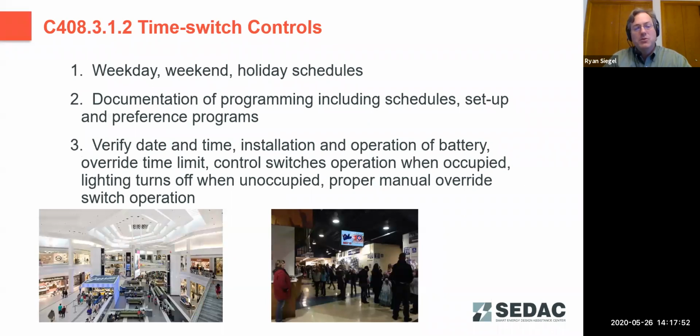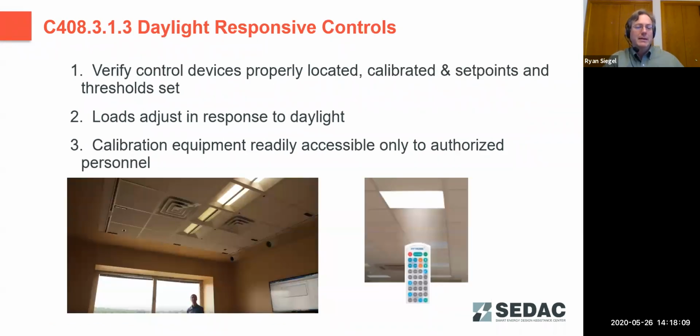Similarly, time switch controls, do we have the proper schedules involved? Have they been set up correctly? Is the battery in place, or whatever the backup power supply is, and verifying that the override time limit times out correctly. And then as you're going through daylight responsive controls, you're again having to go through and set up each individual room and verify the calibration on that. You know, this can be very time consuming.